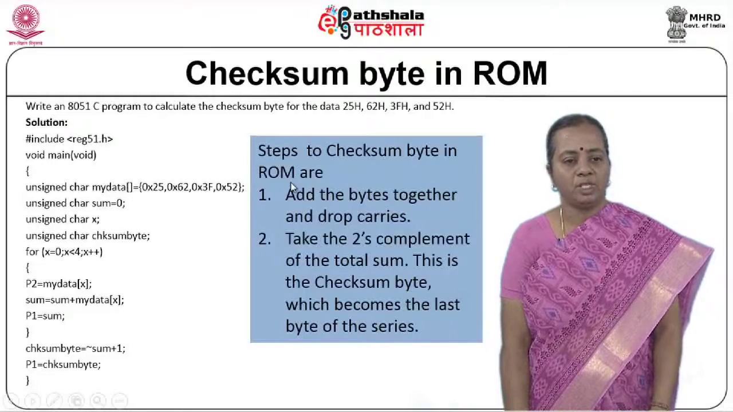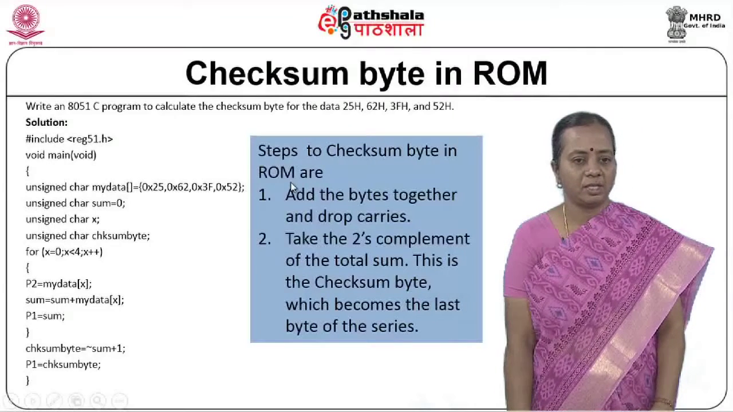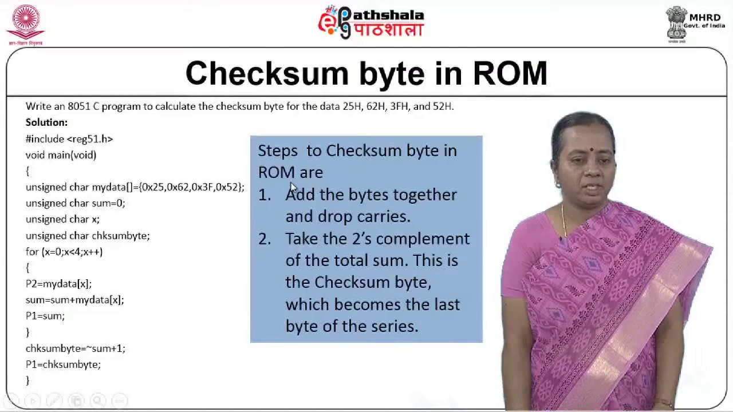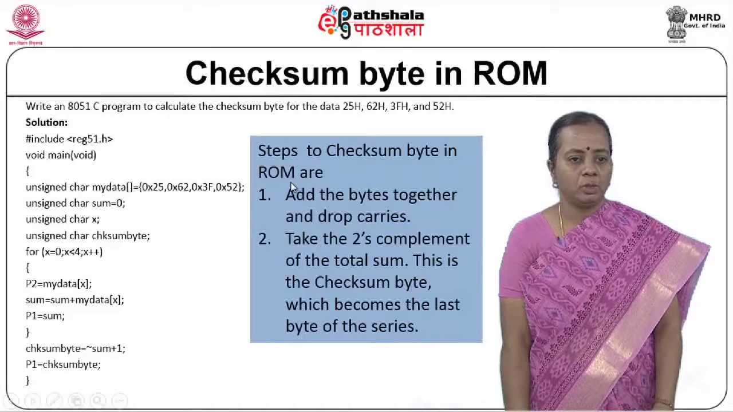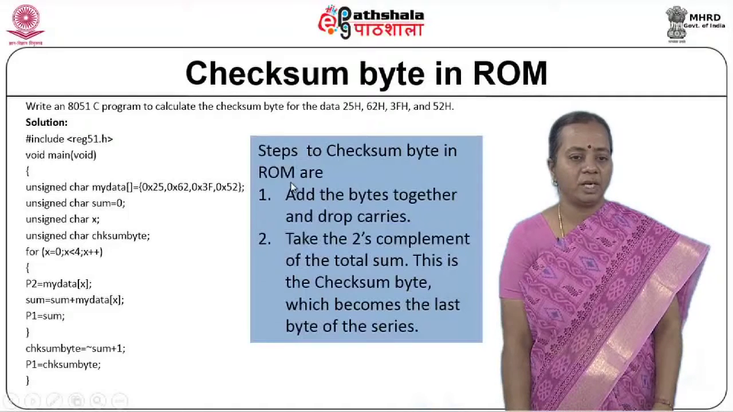Now I am initializing sum equal to 0 and declaring a character variable x. With x ranging from 0 to 4, each and every time the loop is rotated. So P2 is equal to mydata of x, so the first data is displayed at P2. Now this first value of mydata is added with sum and the sum is displayed at P1. Again x is incremented. Now the next data is taken and displayed, which is added with my sum, so the accumulated sum is displayed over there.